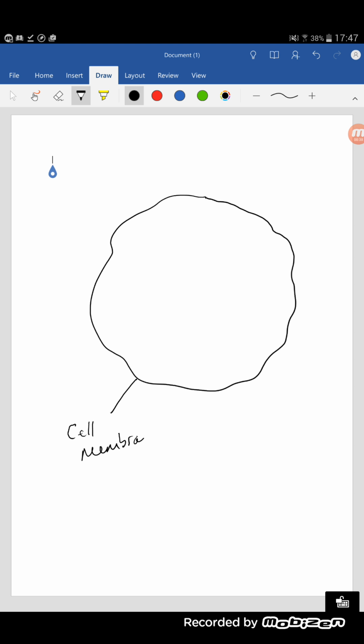So the cell membrane controls what goes into and out of the cell, and this is a huge evolutionary step in history because it meant that a cell could control its own internal conditions, and this meant that it was more likely to survive. In the middle of the cell we have a nucleus, and this contains the DNA and also controls the activities of the cell.